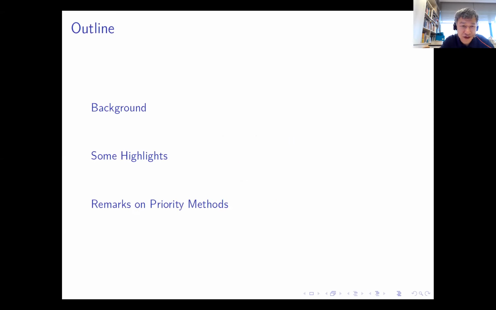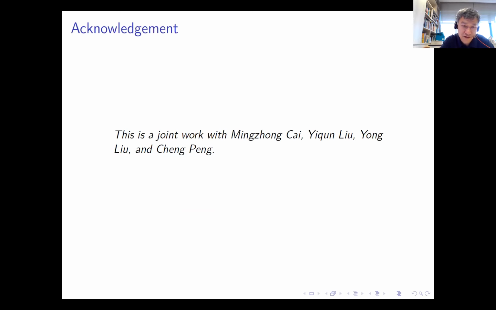I'll introduce some background and take one or two points among the construction, which is useful for the discussion. And then I'll make some general remarks on priority method. This is a joint work with Mingzhong Cai, Yichun Liu, Yong Liu, and Cheng Peng. This is still an ongoing project, but we are confident enough to announce the results. So if you spot any dubious claims, please alert us.